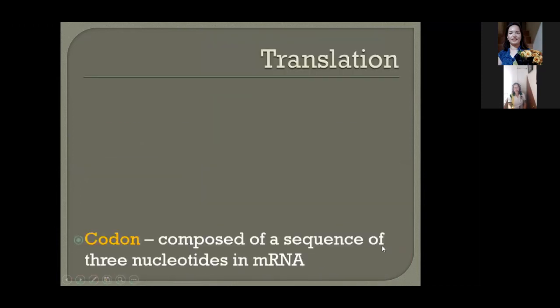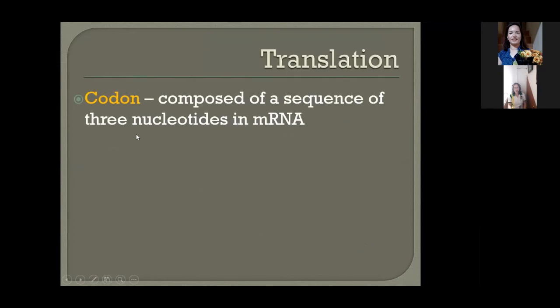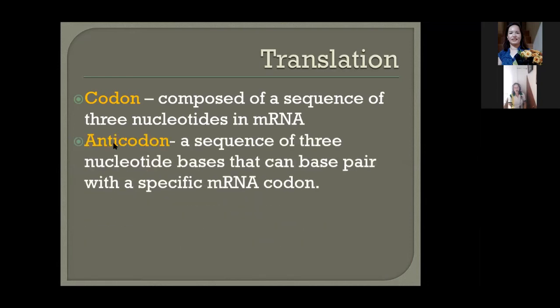Okay, so speaking of codon, this is composed of a sequence of 3 nucleotides in messenger RNA. That messenger RNA base pairs with the anticodon, a sequence of 3 nucleotides. Okay, not a single nucleotide, but in groups of 3. So that's the codon. The anticodon is a sequence of 3 nucleotide bases that can base pair with a specific messenger RNA codon. Okay, so this is the transfer RNA. Since this is also a sequence of 3 nucleotides, it base pairs with the messenger RNA codon.